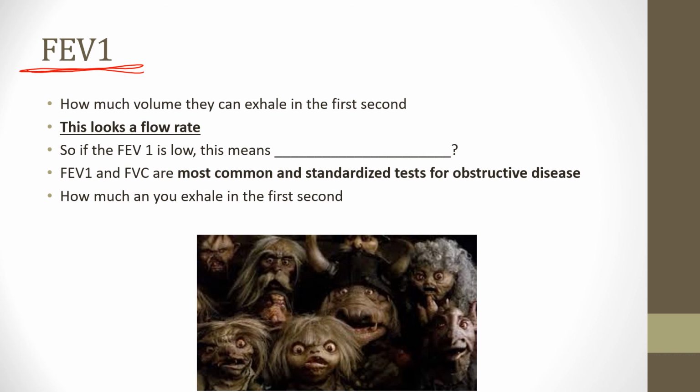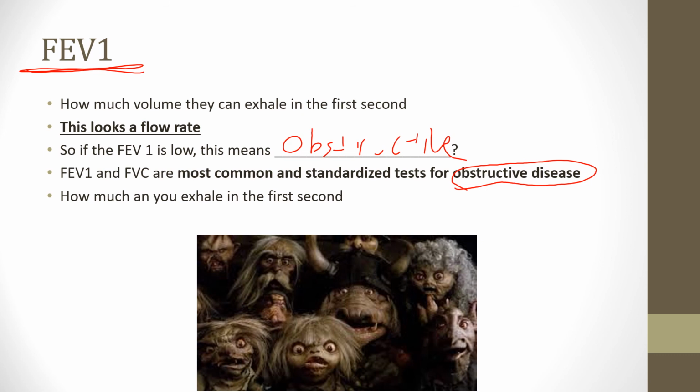So this is how much volume they can exhale in the first second. When they forcefully blow out in that first second, this looks at a flow rate. So this looks at how fast or how much volume they can get out in that first second, because it's volume over time. So if the FEV1 is low, this means what? Right, this means it's probably an obstructive disease. So FEV1 and the FVC are the most common standardized tests for obstructive diseases. So that's why, traditionally when we do a pulmonary function test, for most situations, we're looking for obstructive disease and how bad that obstructive disease is.